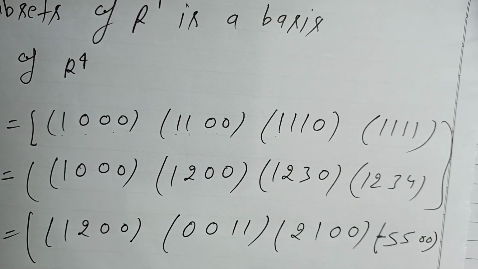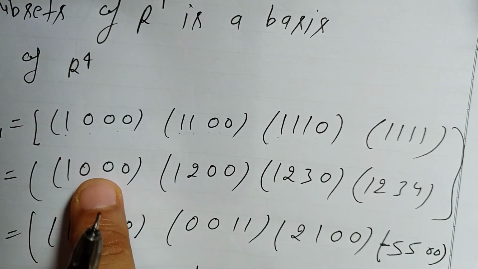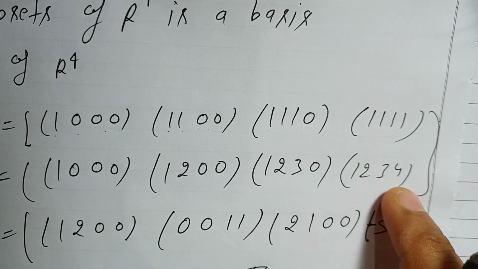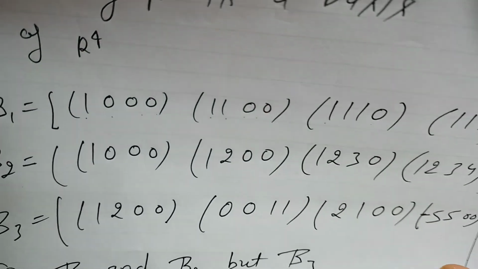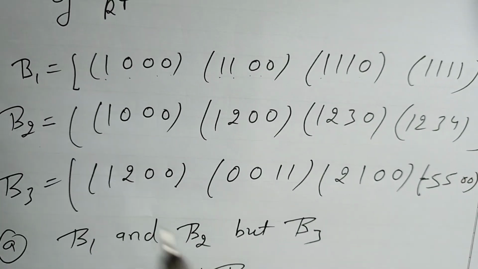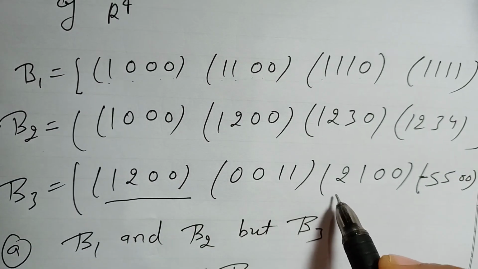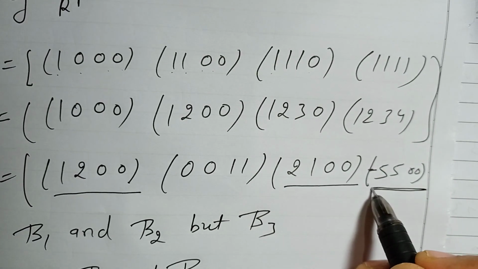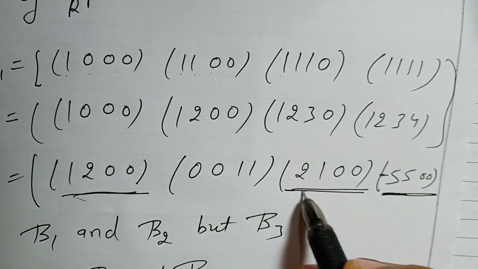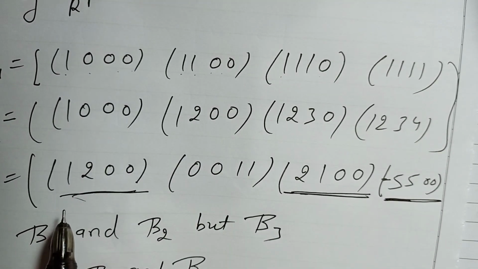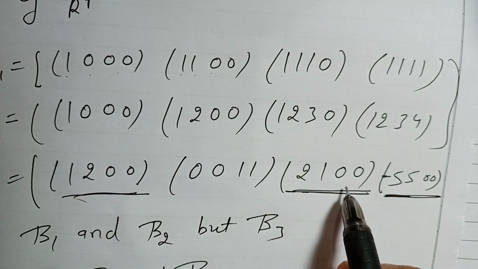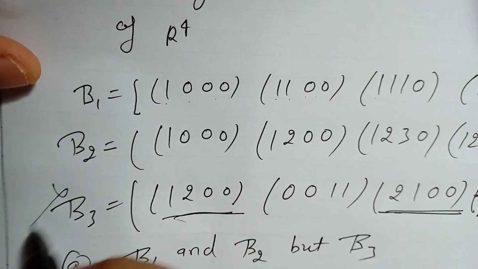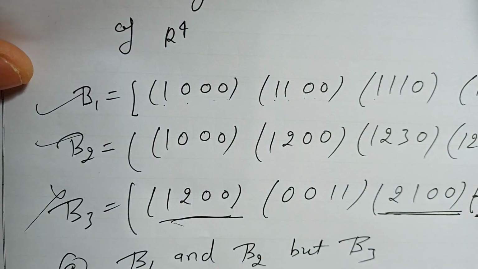If you see the second one, 1 0 0 0, 1 2 0 0, 1 2 3 0, 1 2 3 4, this is also in row echelon form. B2 is also in row echelon form. What you see in the third one is 1 2 0 0, 2 1 0 0, and minus 5 5 0 0. Out of these three, 2 are dependent vectors, because from 1 2 0 0 and 2 1 0 0 we can get minus 5 5 0 0. So here B3 is a dependent set, and B1 and B2 are independent sets.